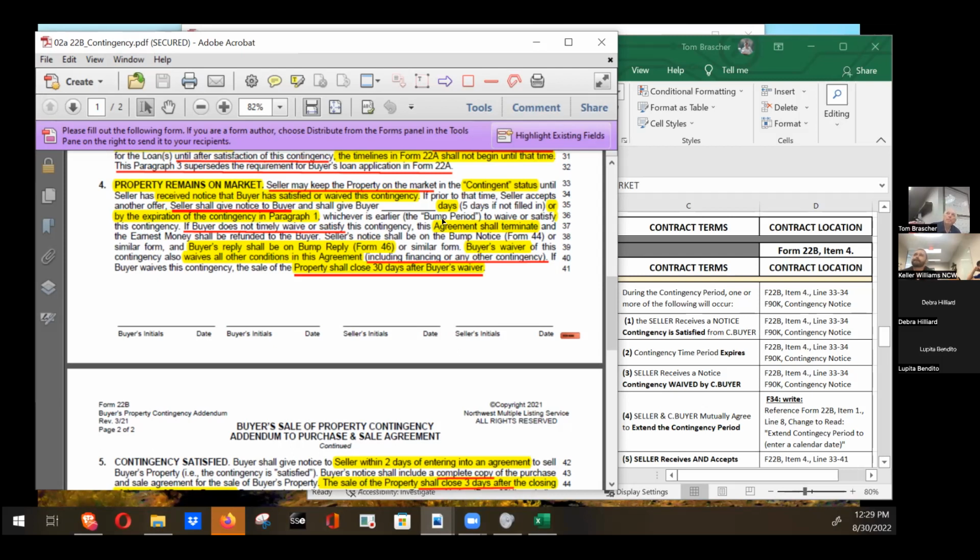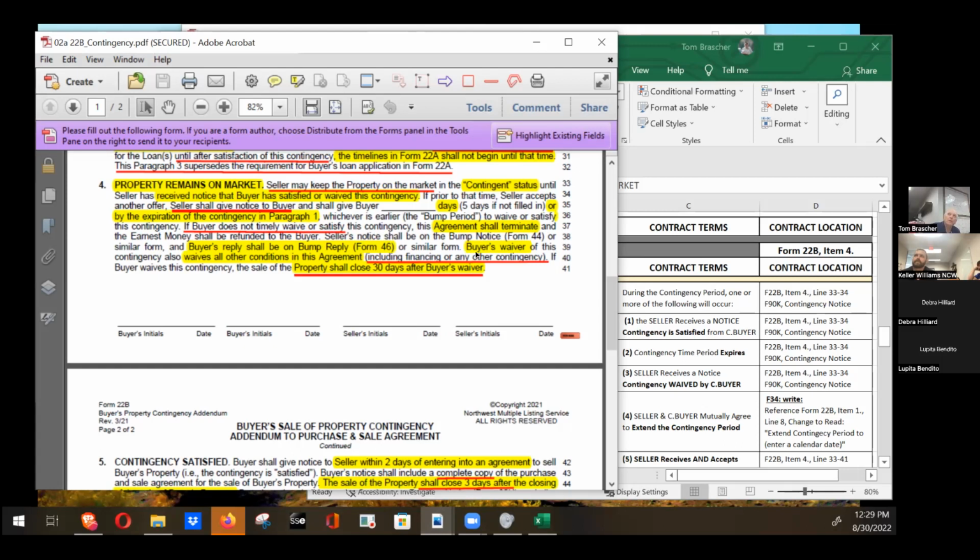Whichever is earlier, the bump period to waive or satisfy this contingency. So if this thing gives them 10 days to respond, and in that 10 days it expires, well, contract's terminated. Whether we expired answers or not, it's gone. So the buyer does not timely waive or satisfy this contingency, this agreement shall be terminated, and the earnest money is returned to the buyer.